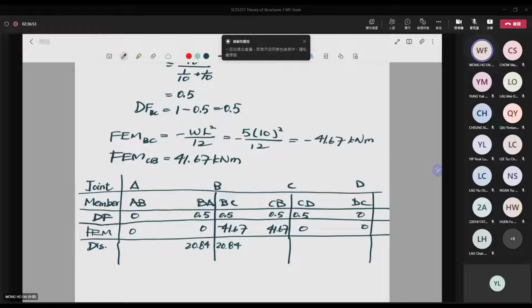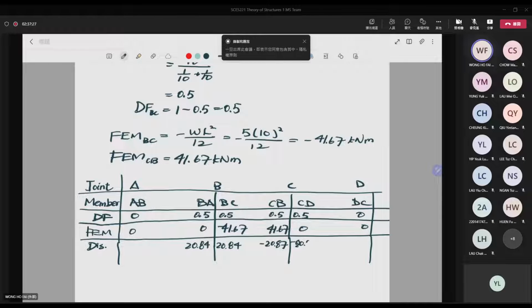Because when I need to balance this moment, I need to add back 41.67 to the joint B. But when I apply 41.67, 50% will go to the left-hand side, and then 50% will go to the right-hand side. So it will be 20.84 on the left-hand side and then on the right-hand side. But in the same way, I have 41.67 at the joint C. Then in order to balance the moment, I need to add back negative 41.67.